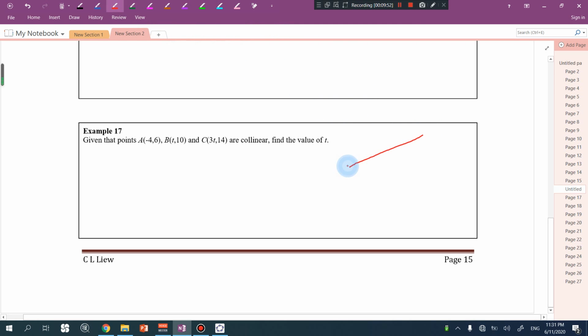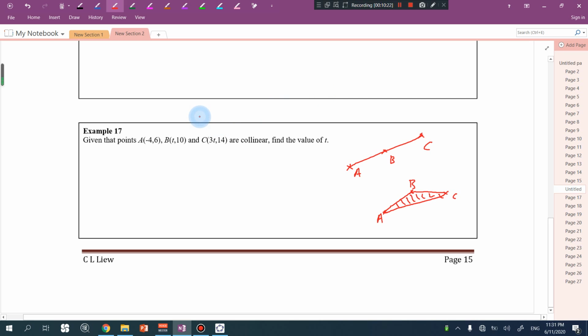If they are collinear, it's A, B, C. Here we don't have area, just one straight line. If they are not collinear, like this for example, A, B, C, then we have area, right? This is the area. So from here we know that if they are collinear, if we use the shoelace formula to help us get the area, it will be equal to 0, right?